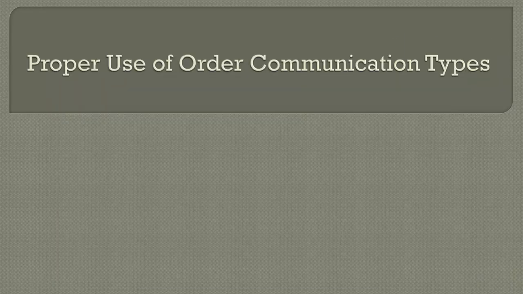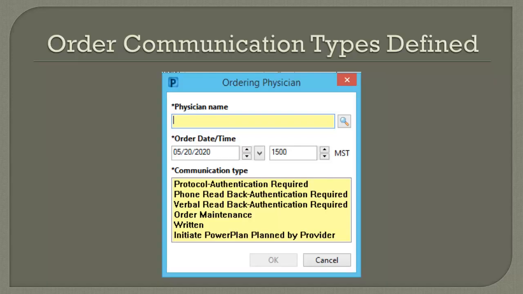Let's now look at the proper use of order communication types. What I would like to do over the next several minutes is to discuss the types of order communications and their definitions. You see here on the pop-up screen that you get when you're ordering an order for a physician, the communication types: protocol, phone readback, verbal readback, order maintenance, written, and initiate power plan planned by provider. We'll go over all of these in precise detail, and afterwards we're going to have some practice questions. I'll give you a few moments to think about the answer before I give you the actual answers.